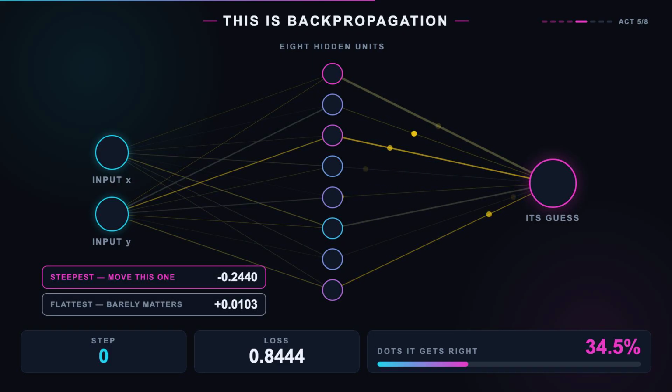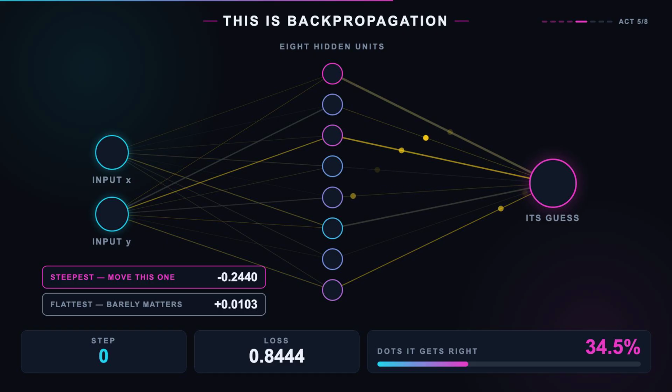Running it in reverse is backpropagation. It is not a search. It is not trial and error. It is the chain rule, handing back a slope for every weight at once. One forward pass to make the guess. One backward pass to get all 33 slopes. That is the entire cost.